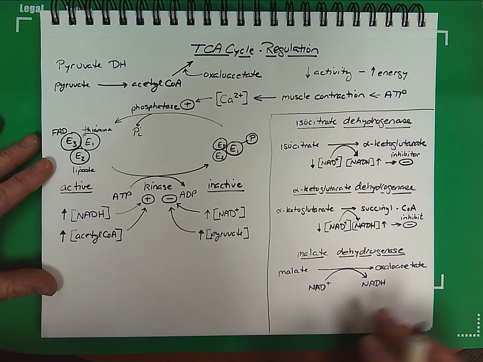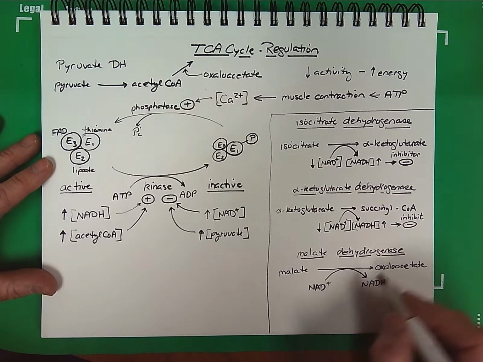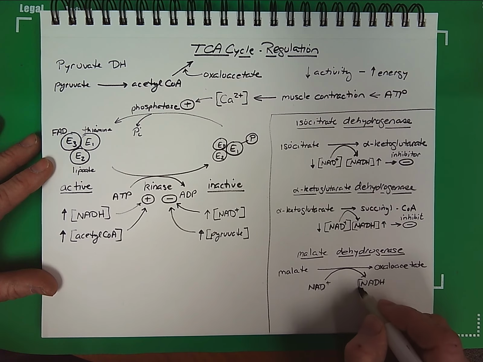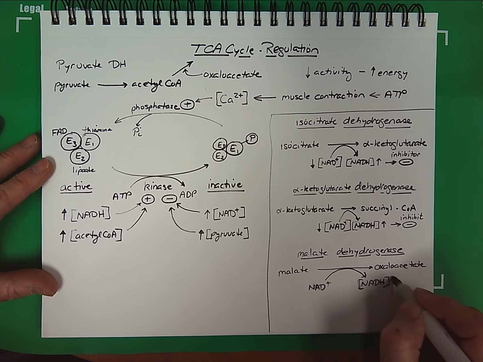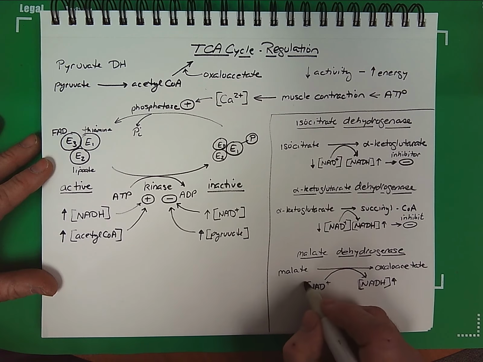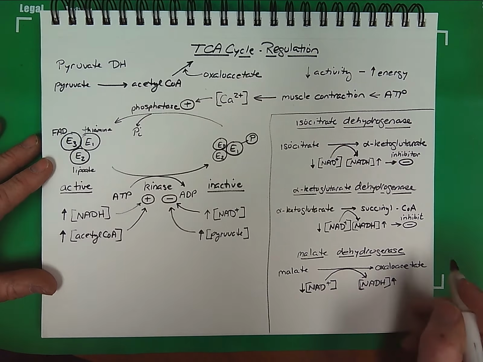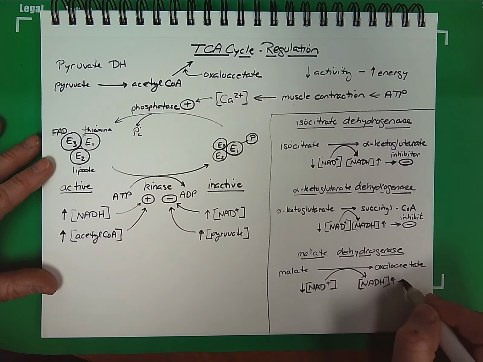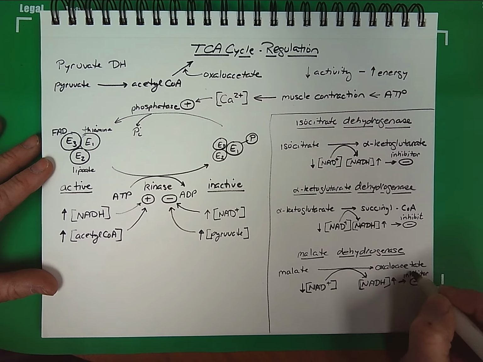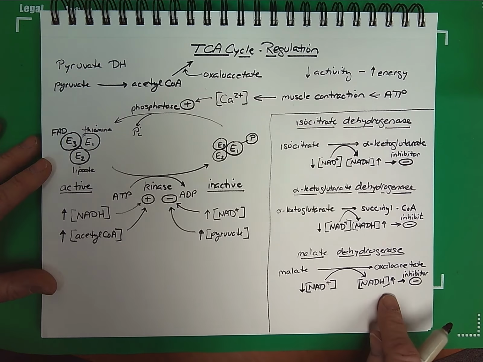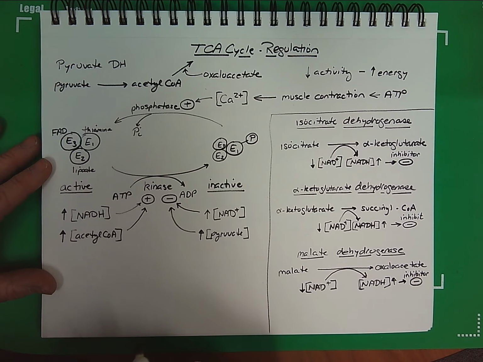And the same principle holds with this enzyme as the previous two. As energy charge begins to increase, NADH levels begin to rise, NAD levels begin to drop. This then becomes, as with the previous two enzymes, an inhibitor. NADH levels become an inhibitor of malate dehydrogenase.